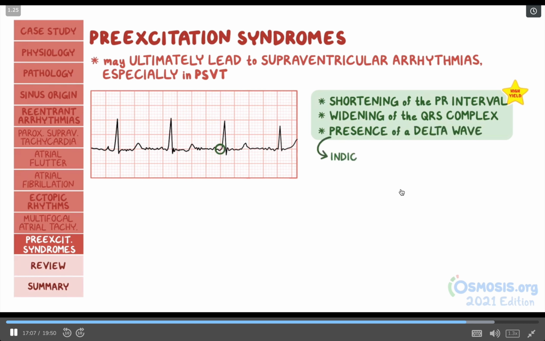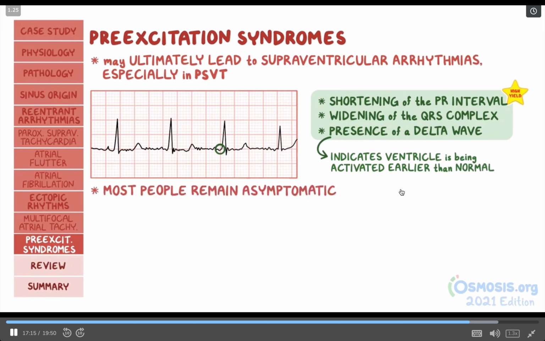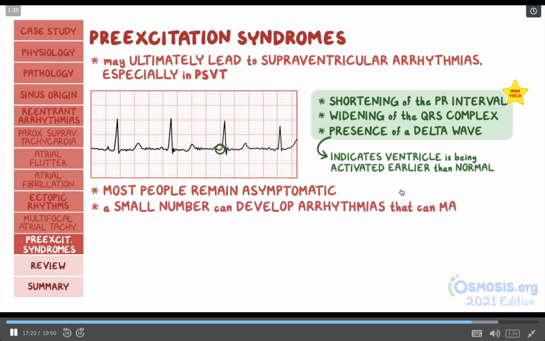The delta wave indicates that the ventricle is being activated earlier than it normally should. Now, most people remain asymptomatic despite having this classic ECG pattern, whereas a small number can develop arrhythmias that can manifest as palpitations, dizziness, syncope, and even sudden cardiac death.